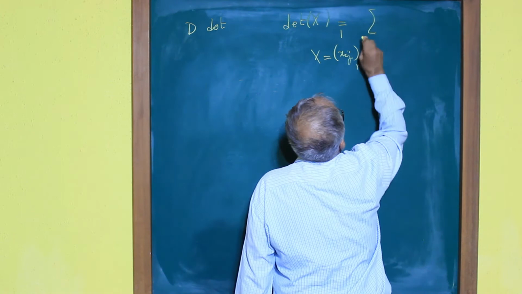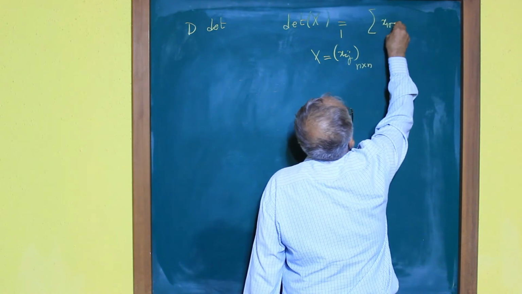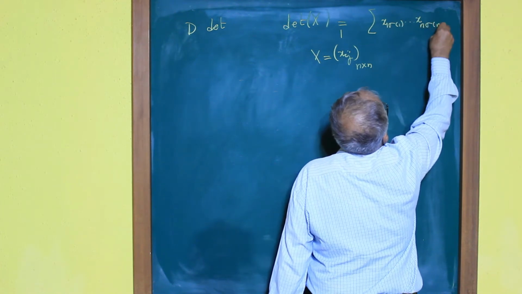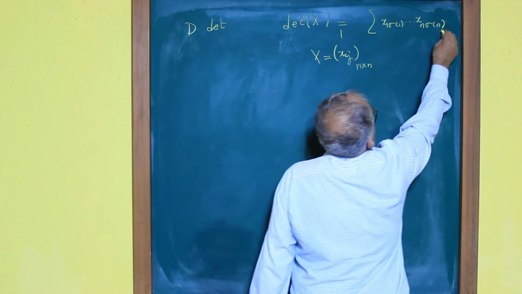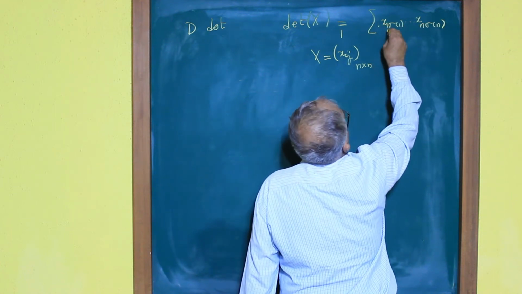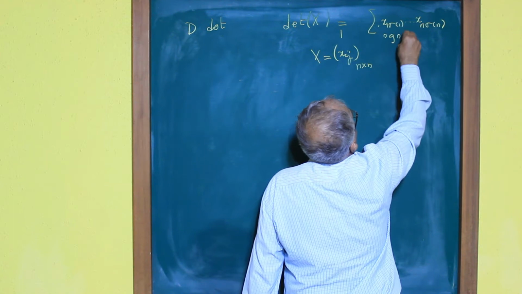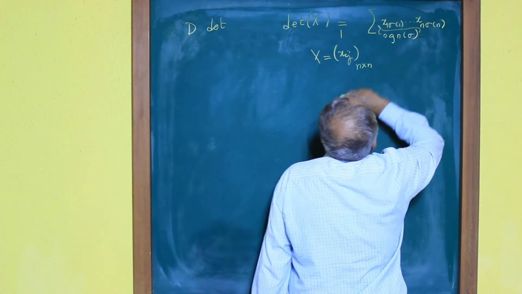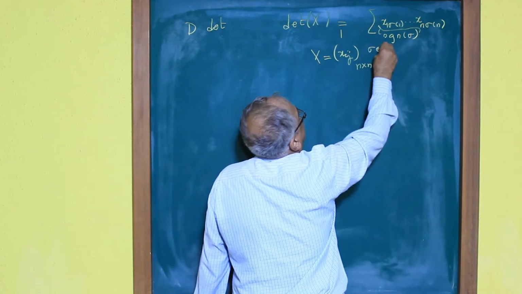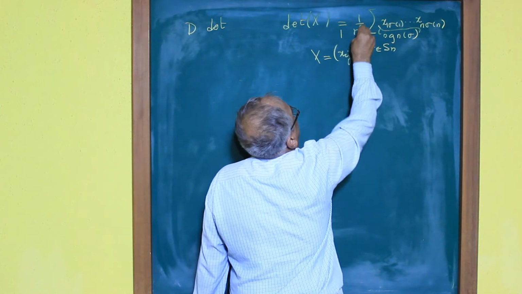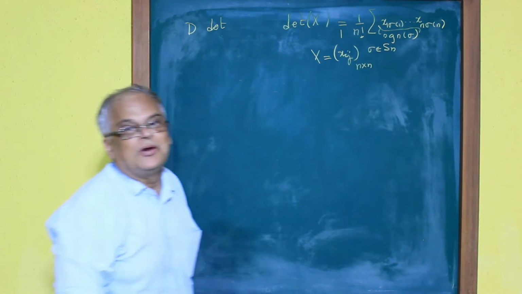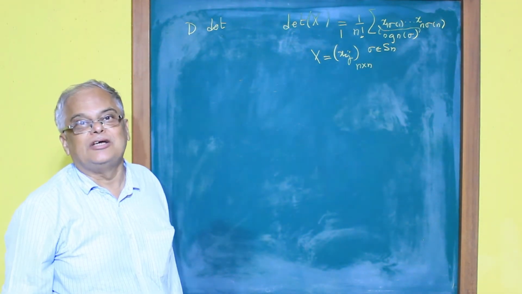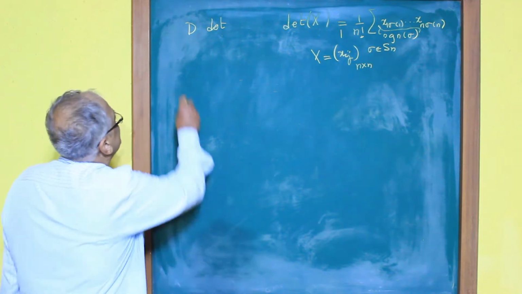So this is a summation of x_{1σ(1)} multiplied by x_{nσ(n)} multiplied by the sign of σ, which should come here. Okay, and sum over σ in S_n, and 1 over n factorial. So the exercise is to find the partial derivatives. Find all the partial derivatives and calculate what the derivative is.